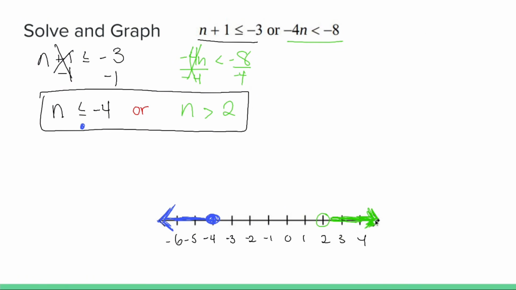If I were to pick 5, 5 would work for this one, but wouldn't work for that one. But that doesn't matter because I only want one or the other. In fact, there's no number that's going to work for both, but I don't need it to work for both. I need to pick a number that just works for one or the other, and that's how you do an or inequality graph. Super fun.